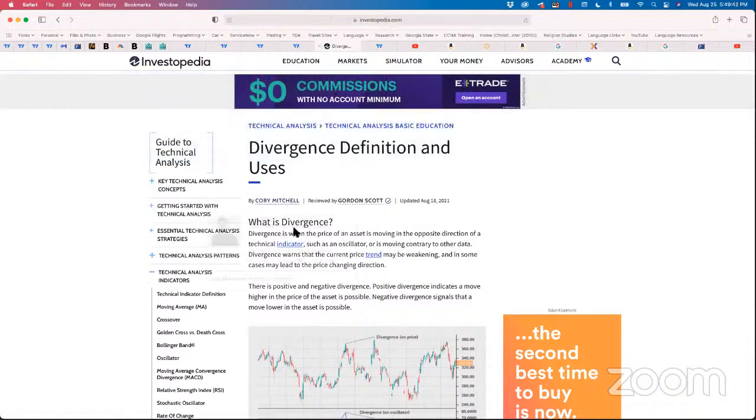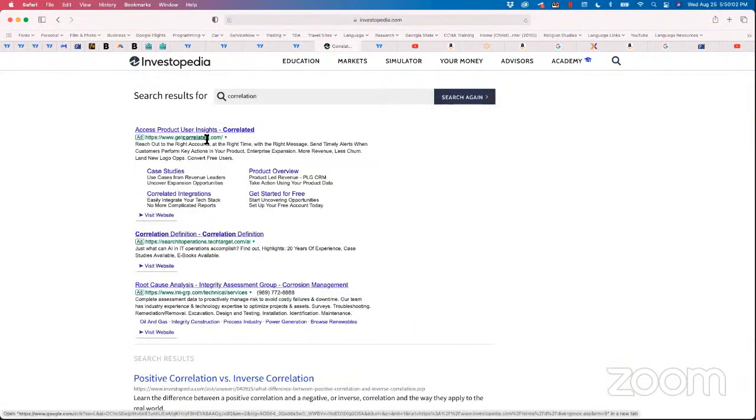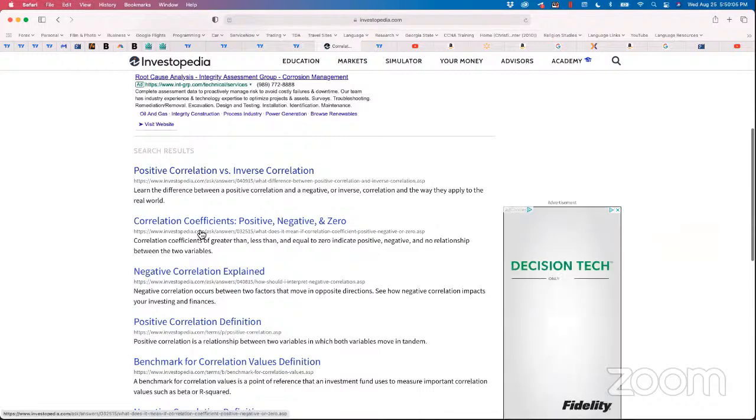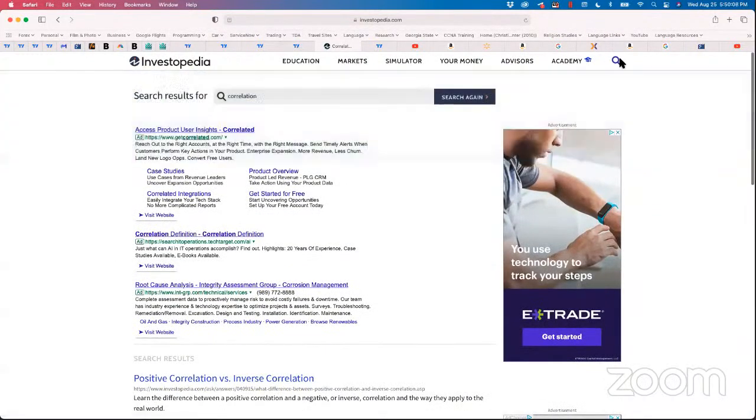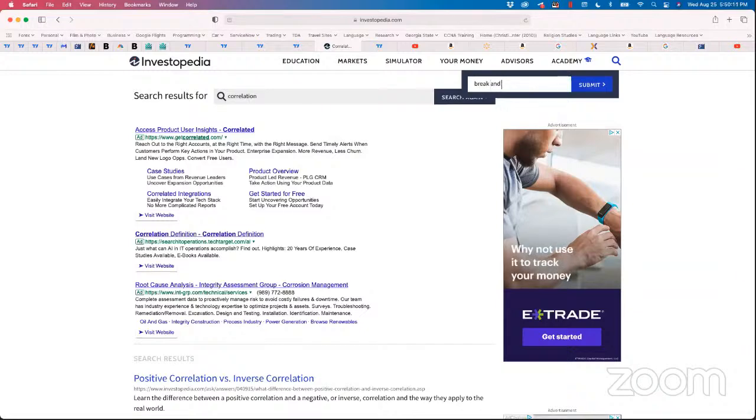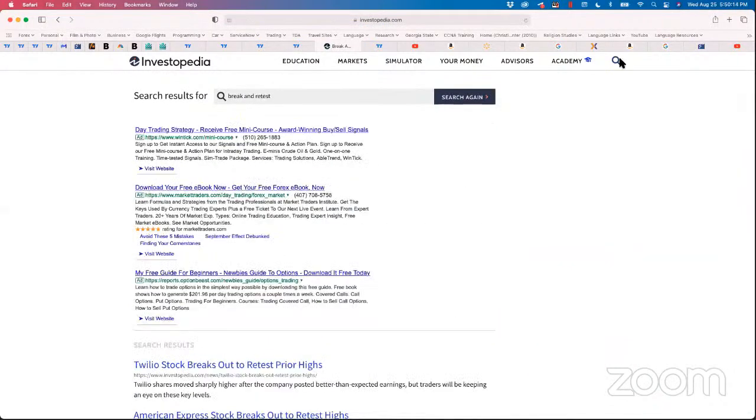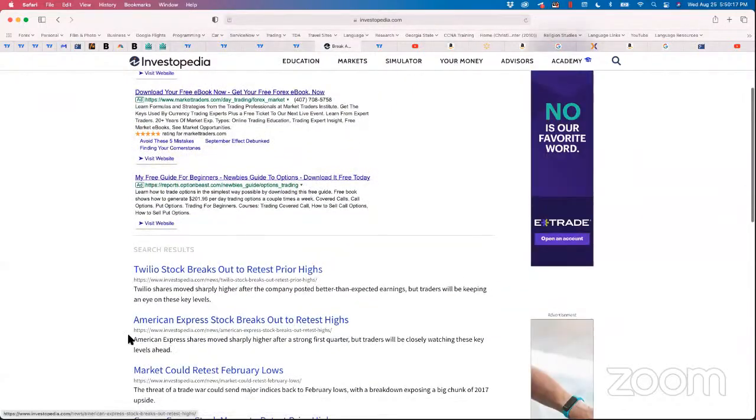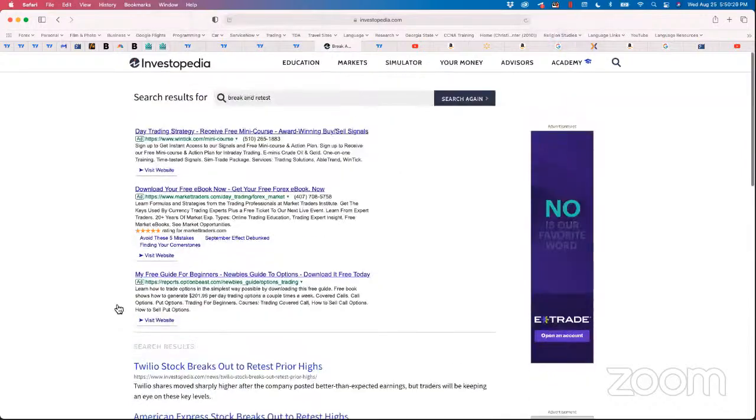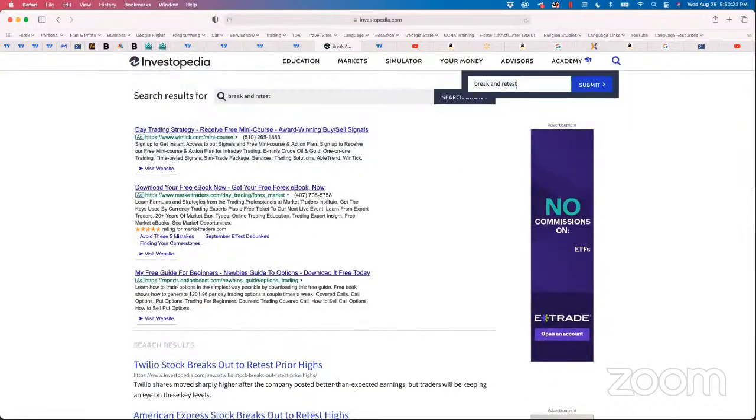So yeah, Investopedia, you guys need to just live in here, right? You can just throw in whatever you want in here. Let's see, correlation. I probably spelled that wrong. Positive versus inverse correlation. What are some terms that we use? Break, retest. Let's see. Breakout. Let's look that up.